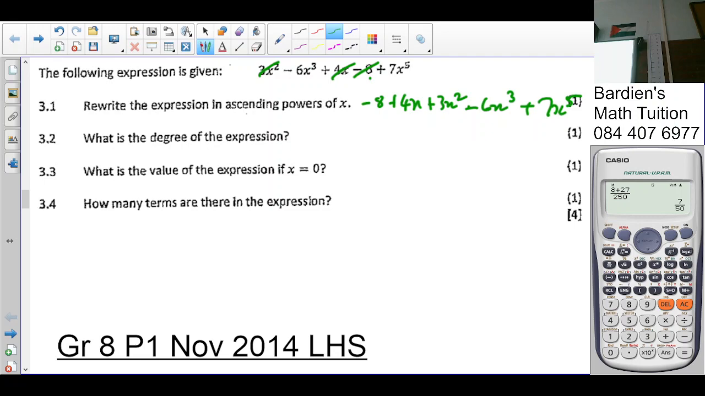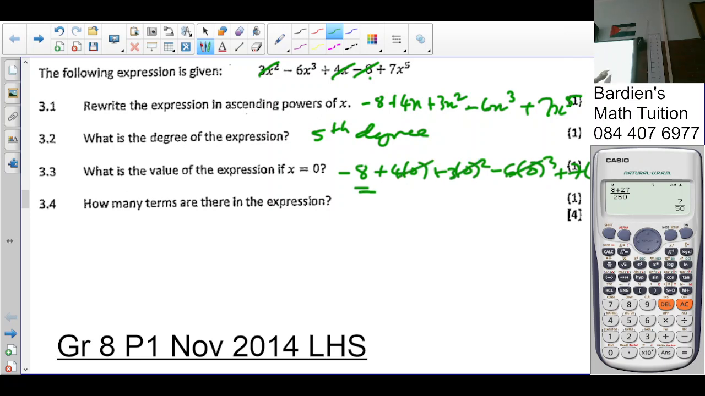Okay. Then what is the degree of the expression? The degree is the highest exponent of x, which is of course the 5, so it's the 5th degree, or you just write 5. What is the value of the expression if x is equal to 0? That means wherever you find x, you put a 0, so it's negative 8 plus 4 times 0, plus 3 times 0 squared, minus 6 times 0 cubed, plus 7 times 0 to the exponent 5. So all of that cancels and gives you negative 8. But I'm sure some of you would have seen it from the beginning and said negative 8. That is also fine.